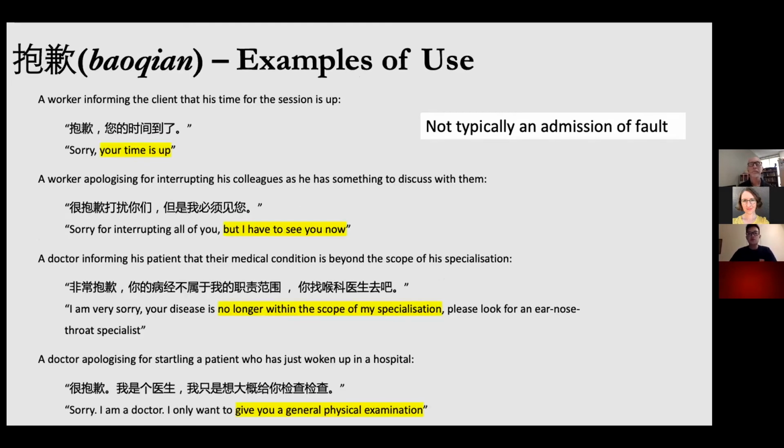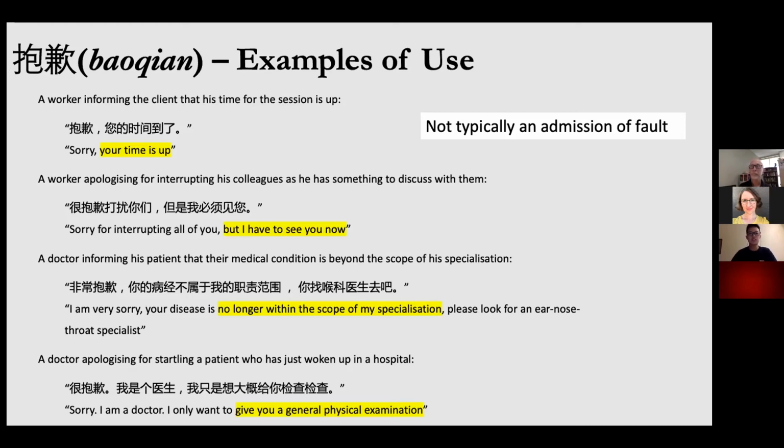Okay, next I move on to the next phrase, 抱歉, bearing in mind the comparisons I'm going to make with 对不起. In this slide, I've highlighted the reasons why the speaker is saying 抱歉 in these instances, which they articulated themselves. In the first example, the worker is informing his client that his time is up. In the second, the worker is apologizing for interrupting his colleagues as he has something he really needs to discuss with them right now. The third is a doctor informing his patients that their medical condition is beyond the scope of his specialization. And finally, a doctor is apologizing for startling and waking up a patient because he has to give the patient a general physical exam.